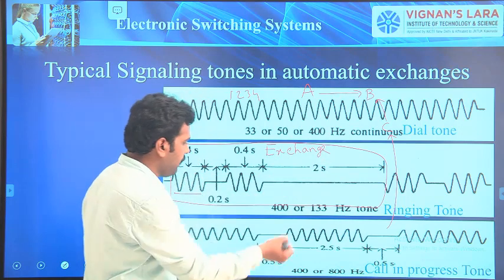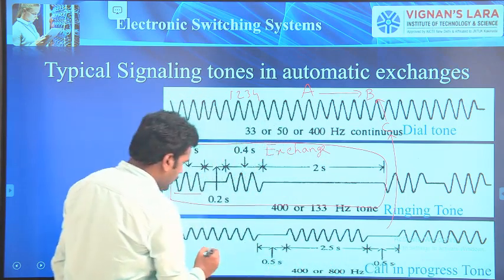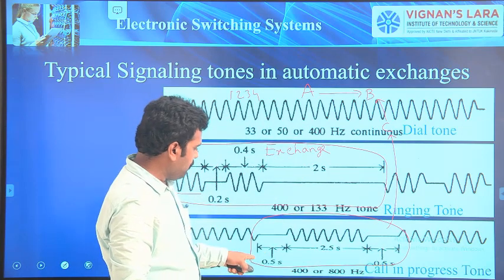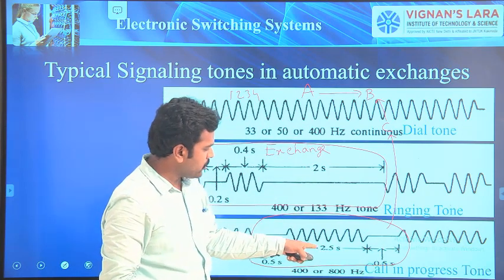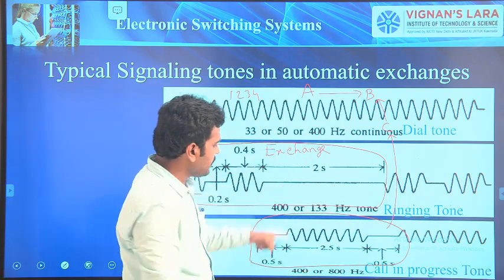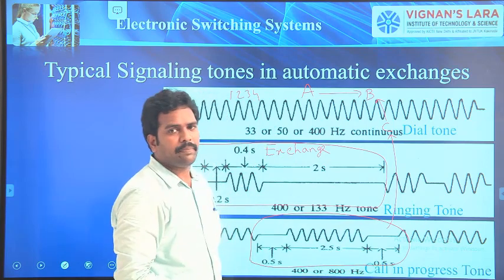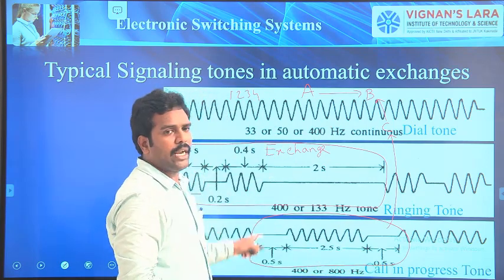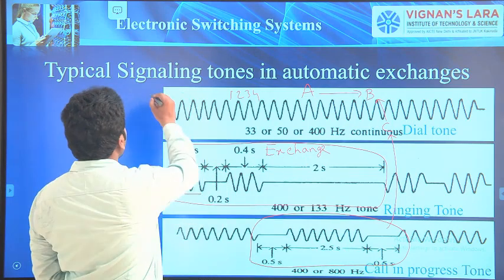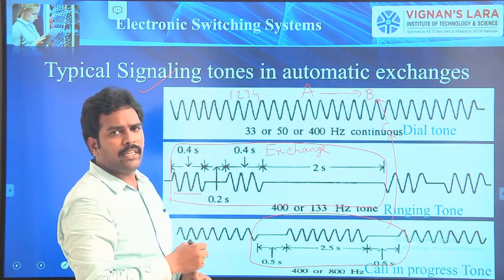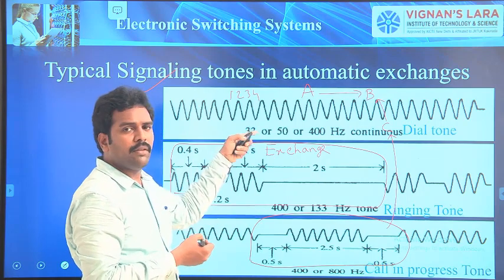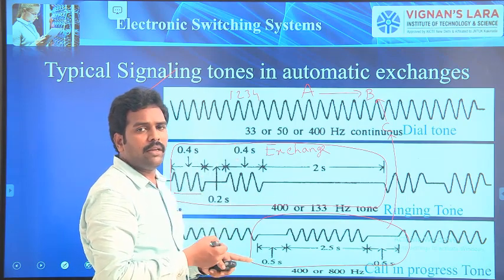So, for generating this call in progress tone, this is the mechanism. A signal with a duration of 2.5 seconds and a 0.5 second gap, they send a signal of 400 Hz, later again a 0.5 second gap. These are the waveforms for the dial tone, ring tone and call in progress tone. So these are the typical signaling tones generated by automatic exchanges to alert the subscribers for dialing, for receiving a call, or if he is busy.